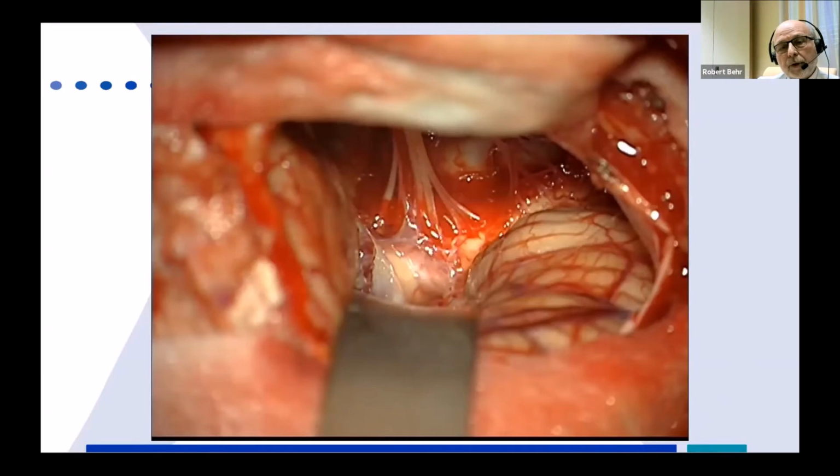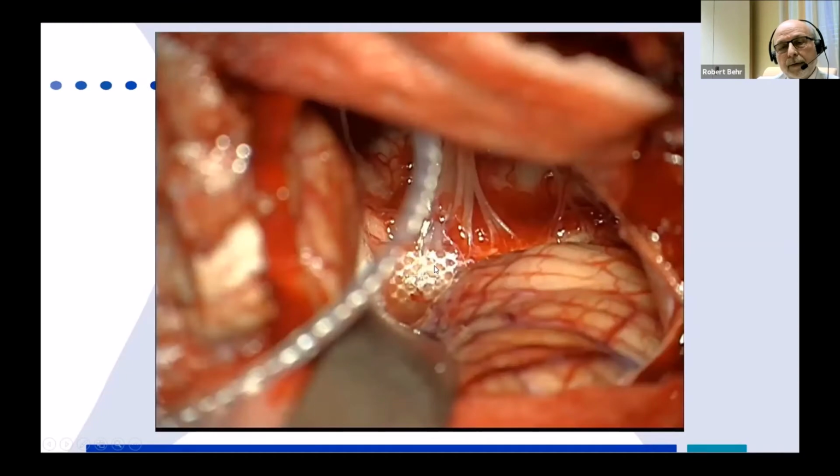Here you see some pictures very nicely. You can see here the glossopharyngeal nerve, vagal nerve. This is the opening of the lateral recess, exactly as you have seen it in the video. And here you can see how the stimulating electrode, the 12-contact stimulating electrode, is implanted into the lateral recess on the cochlear nucleus.